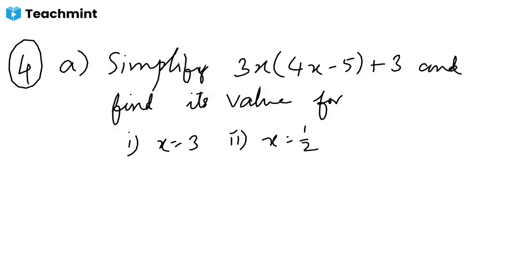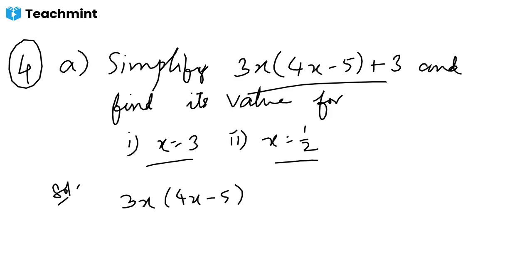So this is the question. Simplify this, and we have to substitute the value x equal to 3 and x equal to 1 by 2 in this equation. So first we have to do the simplification for this. It will be simplified as 3x into 4x minus 5, plus 3. So 3x has to be multiplied with both these terms.